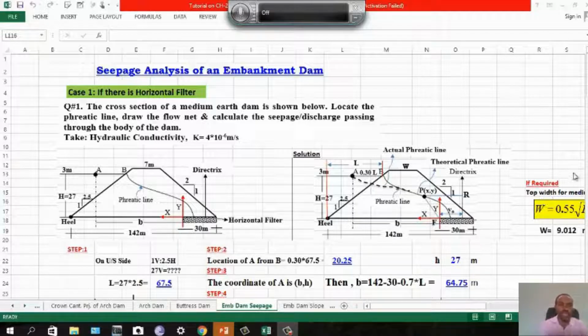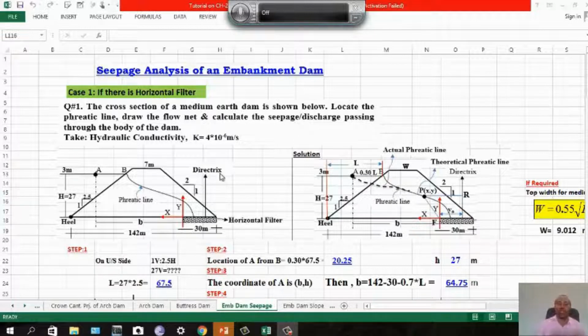It says the cross-section of a medium earth dam is shown below. Locate the phreatic line, draw the flow net, and calculate the seepage or discharge passing through the body of the dam. Take hydraulic conductivity, K, as 4 times 10 to the power of negative 6 meter per second.